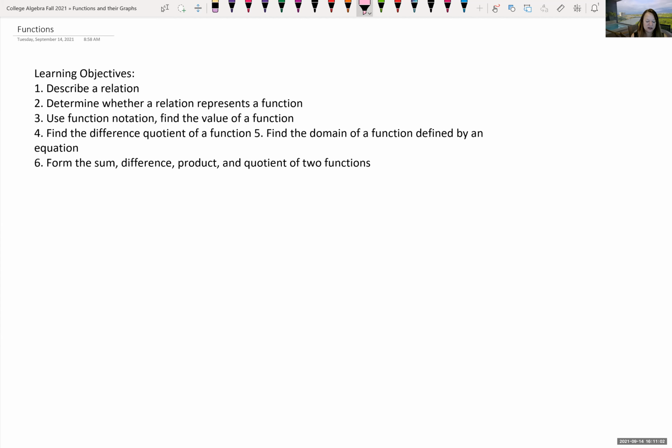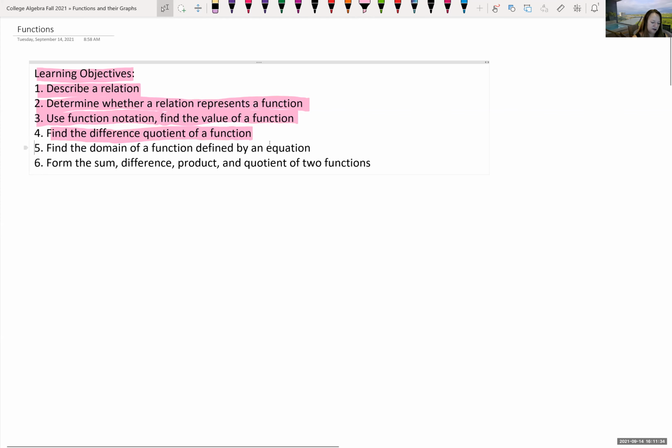After I talk through and give you a lecture on this section, you should be able to describe what a relation is. You should be able to determine whether a relation represents a function or not. You should be able to use function notation and find the value of a function. You should be able to find the difference quotient of a function. Number 5, you should be able to find the domain of a function defined by an equation, and then form the sum, difference, product, and quotient of two functions.